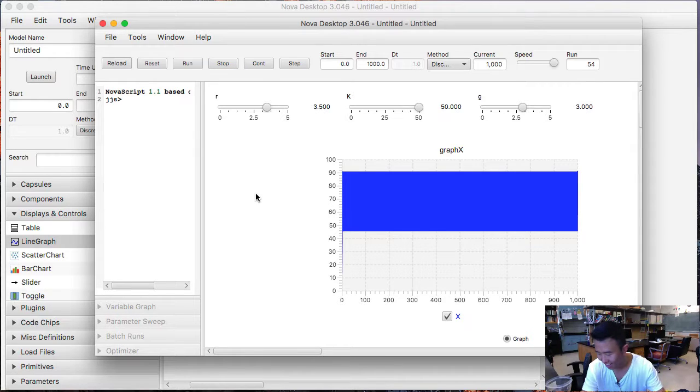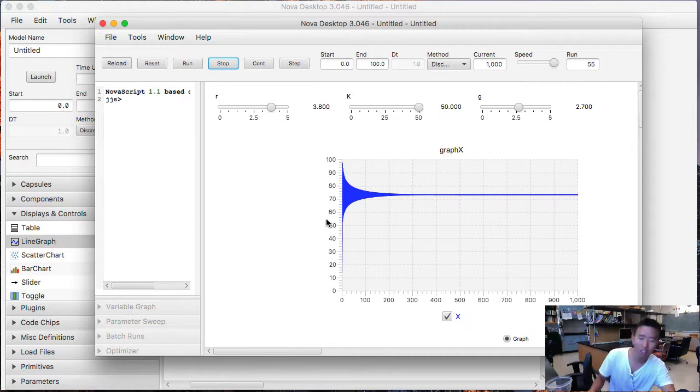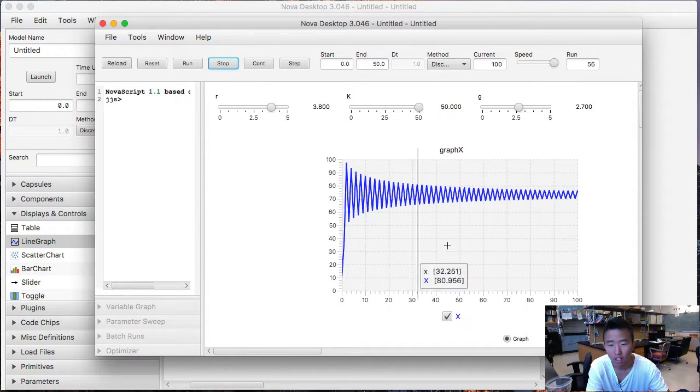And let's go ahead and try G of 2.7 and R of 3.8. And let's bring this back down to 100. And here we see a damping oscillation. I'm going to decrease it a little bit to make it more visible. All right. Yeah, so the oscillation dampens and converges to carrying capacity as time goes on.